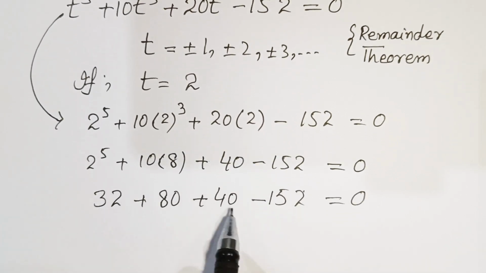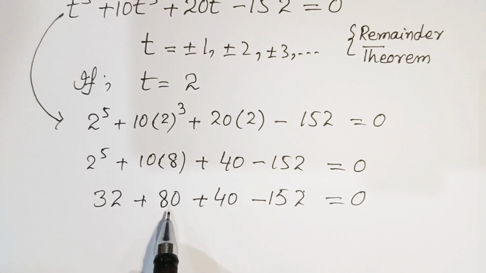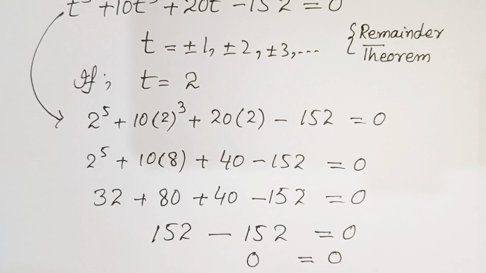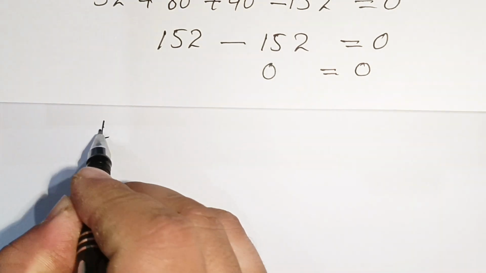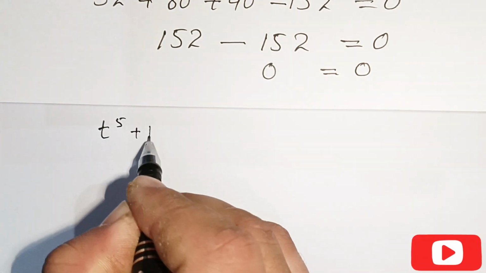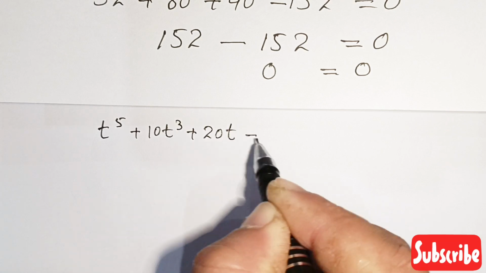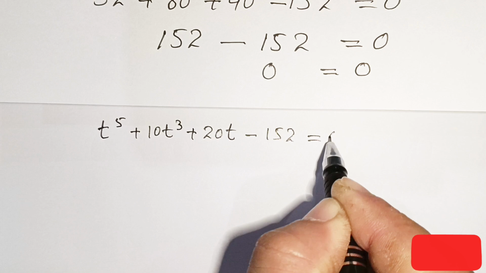If we add these three terms, 80 plus 40 is 120, and plus 32 is 152, and here we get minus 152, which is equal to 0. Now we see that the left hand side is 0 and the right hand side is also equal to 0. So t to the power 5 plus 10t cubed plus 20t minus 152 is equal to 0.